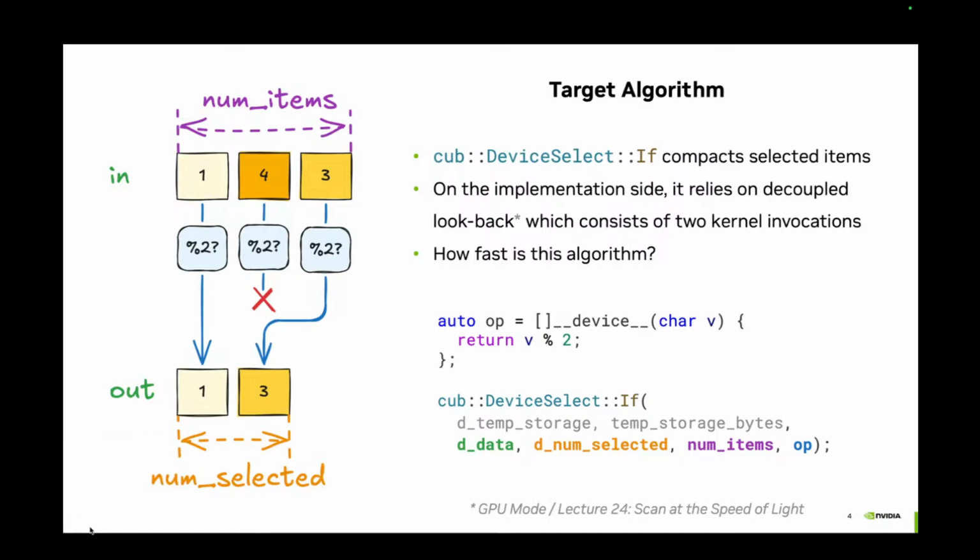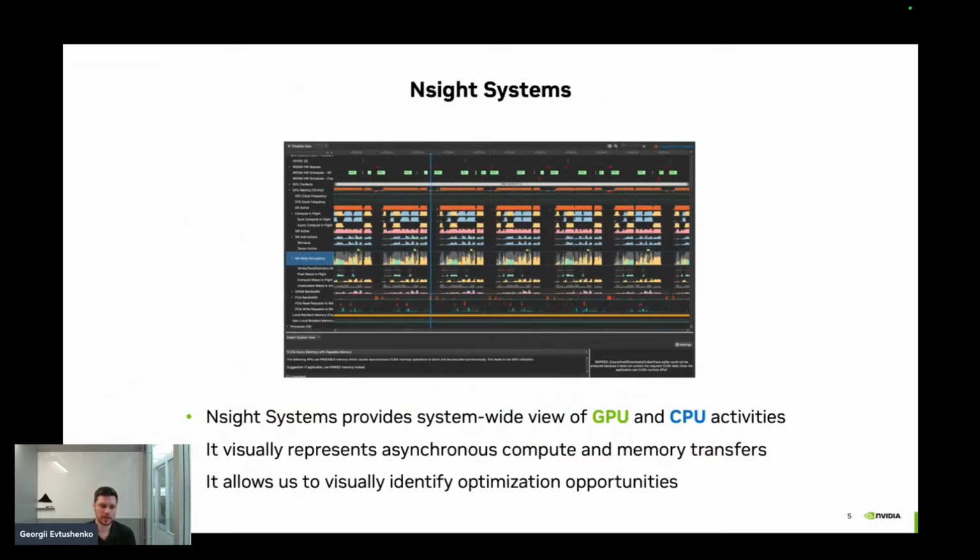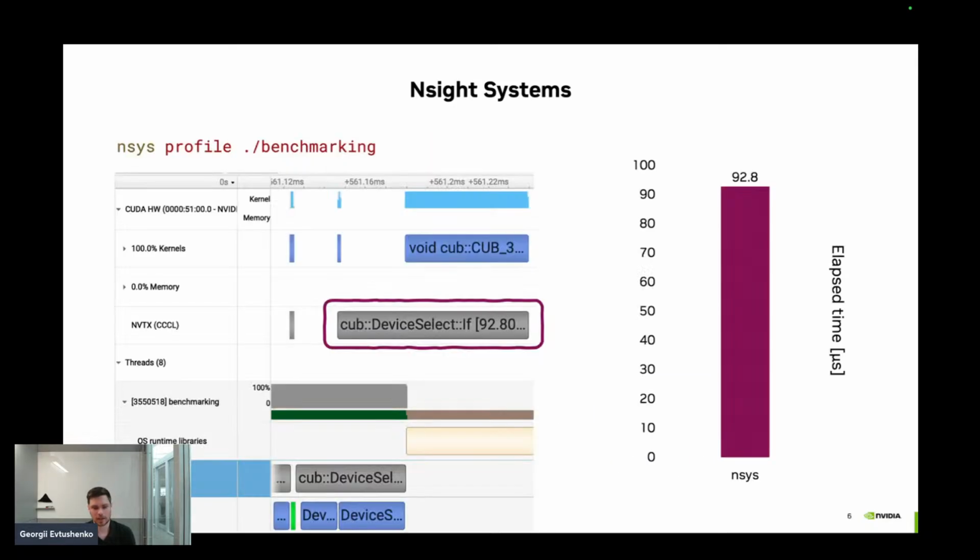Let's say this kernel provides you correct results. Now, our question is: is it fast or not? And at the application level, how do we figure this out? The first thing you should start with is using Nsight Systems. Nsight Systems is a profiler that gives you a system-wide view of CPU and GPU activities. It will visually represent asynchronous kernels, memory transfers, etc. So let's try and use this one.